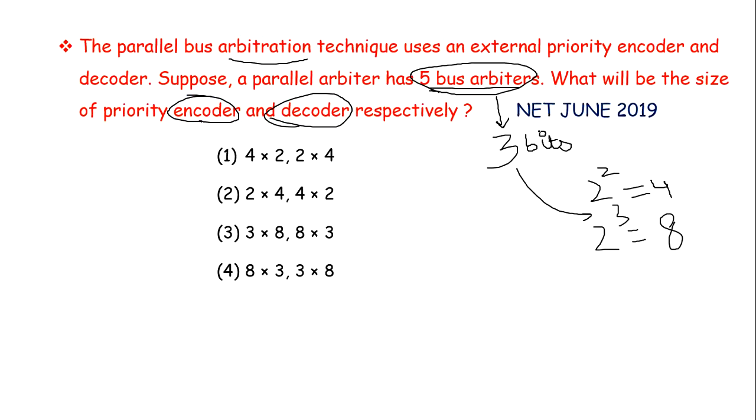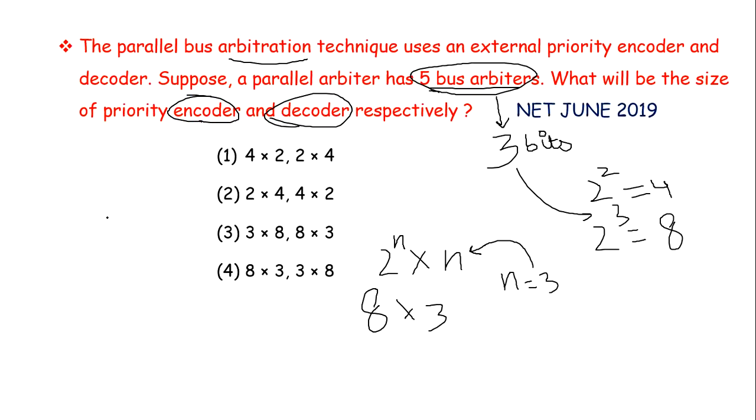Now, an encoder is a type of combinational circuit which consists of 2 raised to the power n input lines and n output lines. That is 2 raised to the power n by n. We already know that n equals 3 because 5 bus arbiters can be addressed using 3 bits. If we put this 3 in 2 raised to the power n by n, we will get 2 raised to the power 3, that is 8 by 3. This is the size of the encoder.